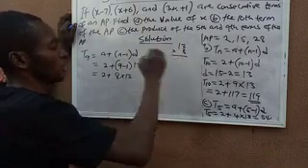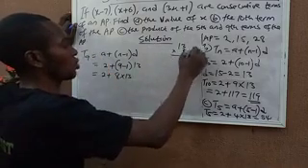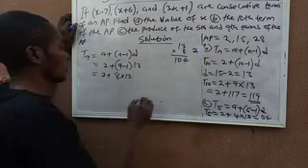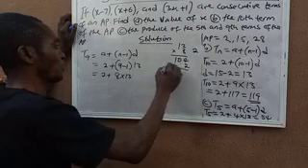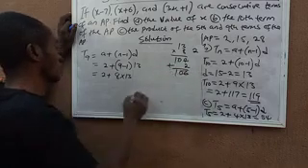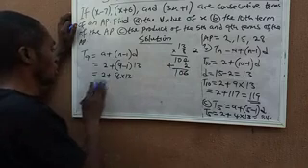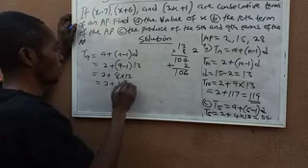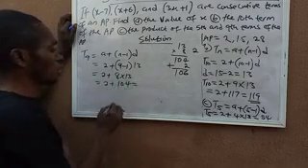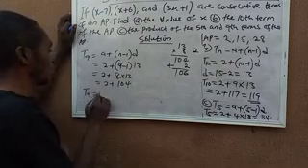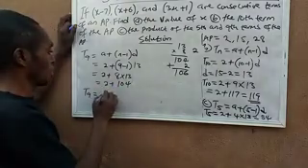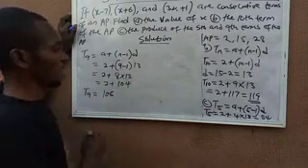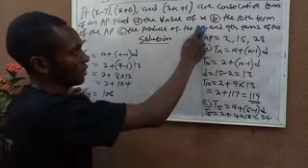8 times 3 is 24, so we write 4, carry 2. 8 times 1 is 8, 8 plus 2 is 10. So we have 104. Then 2 plus 104, and when we sum this, we get T9 equal to 106. Now I've gotten the value of the fifth term and the ninth term.